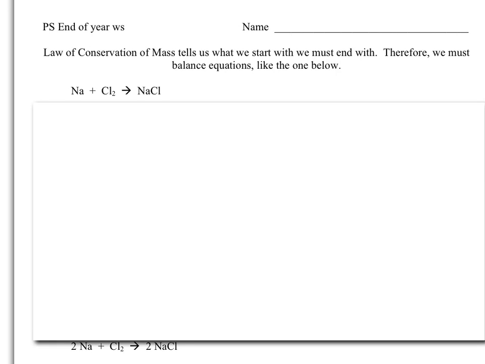So what we need to do is use coefficients, like we've spoken about. Here, underneath the yield arrow, I am going to put each element. So here we have the sodium, and here we have chlorine. If you look at this, you see there's one sodium here, and there's one sodium on the product side, but there's two chlorines here, and there's only one over here. So something is going on, and we have to do something to make this balance.